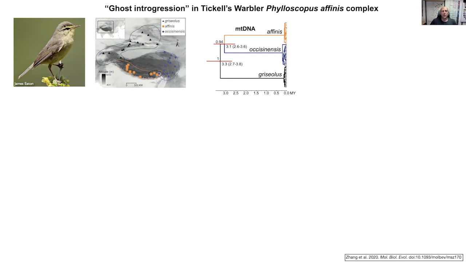Here's another interesting example. Phylloscopus affinis was previously treated as a single species, Tickell's warbler, with this distribution here. And it was considered to be closely related to Phylloscopus griseolus, the sulphur-bellied warbler. Based mainly on mitochondrial DNA, the population of Tickell's warbler from the eastern part of the Tibetan plateau was described as a new species, Phylloscopus oxycercus. So as you can see here, the divergence between oxycercus and affinis in mitochondrial DNA is almost the same as between either of those and griseolus.